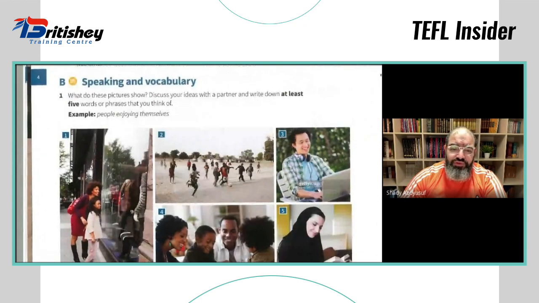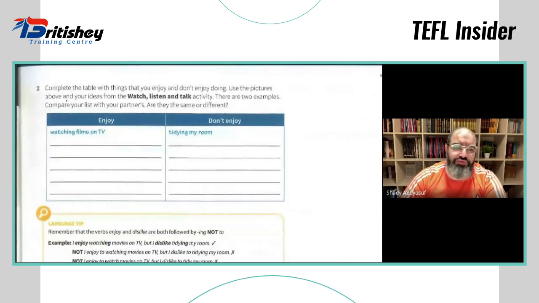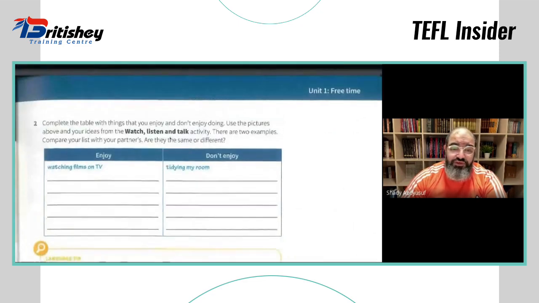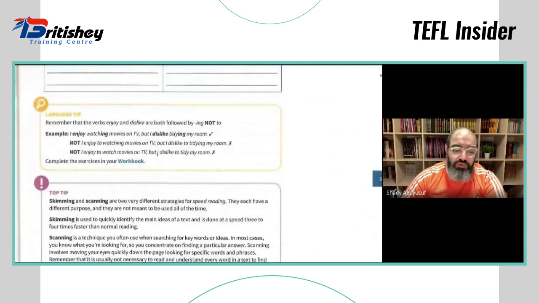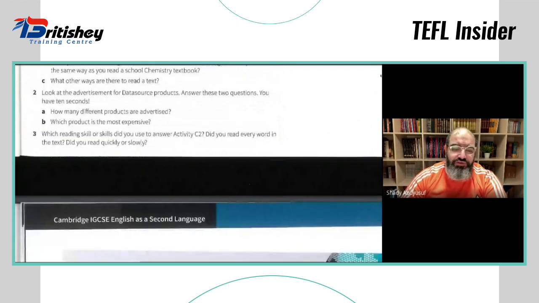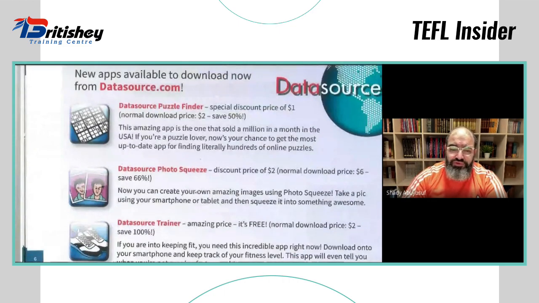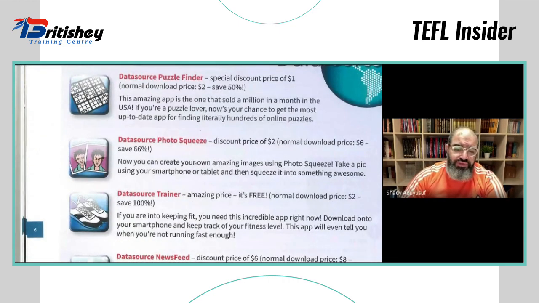And we've got here some pictures, right? And then it says here, complete the table with things that you enjoy and don't enjoy doing. Use the pictures above and your ideas. There are 2 examples, compare your list with your partner. So this is, again, another discussion based on picture prompts, which you can put under discussions as well. So this is how you're going to go on with this activity. You're going to move on through the whole course book. And whenever you find a speaking activity, you try to put it under one of the categories given to you.